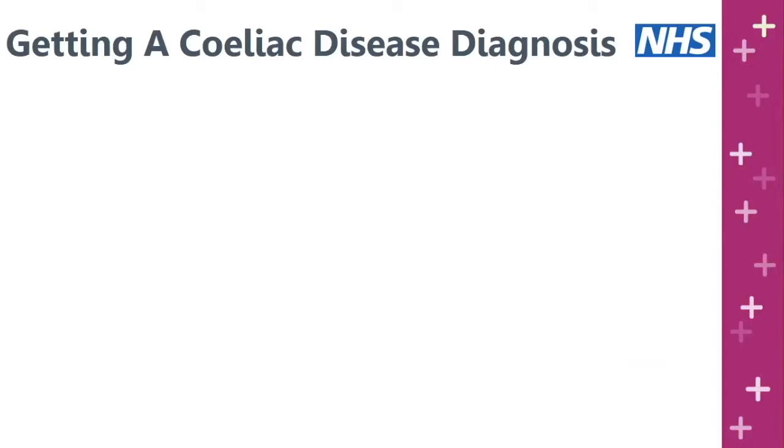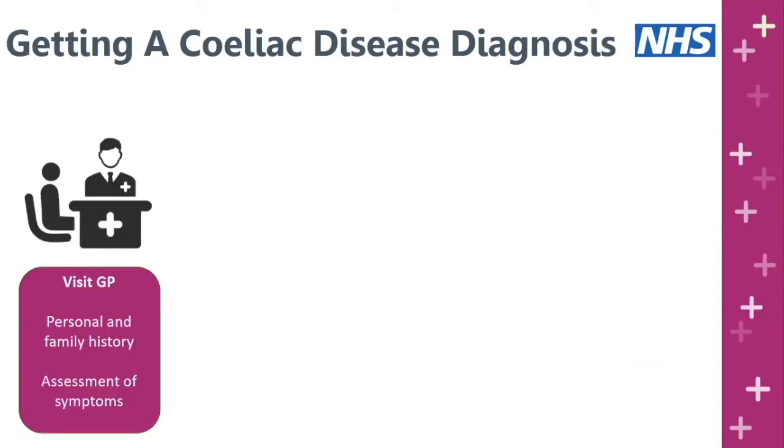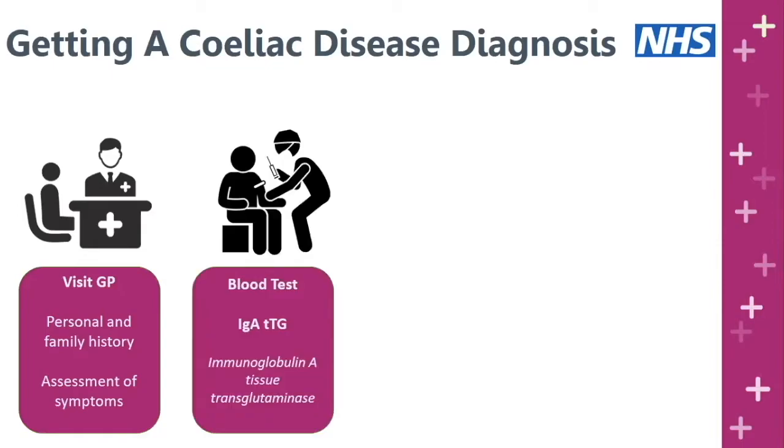So if you have any of the symptoms or you are concerned you might have celiac disease, the first thing you should do is visit your GP. At an appointment with the GP, they'll discuss your personal and family history and carry out an assessment of your symptoms. If they think it's worth exploring the possibility of a celiac disease diagnosis, the first thing they'll do is send you for a blood test. In the blood test, they're looking for a specific antibody related to celiac disease, and that antibody is called an immunoglobulin A tissue transglutaminase, or IgA-TTG for short.